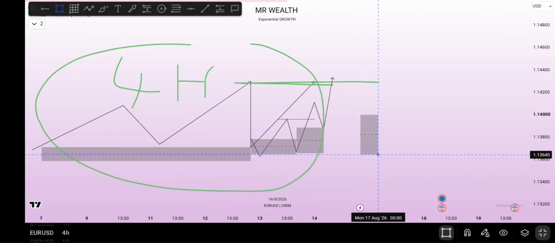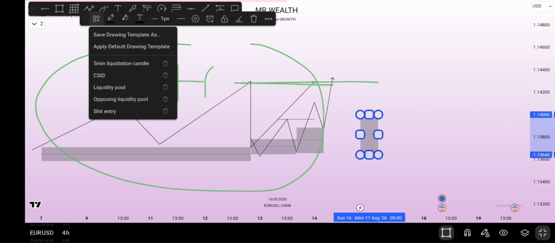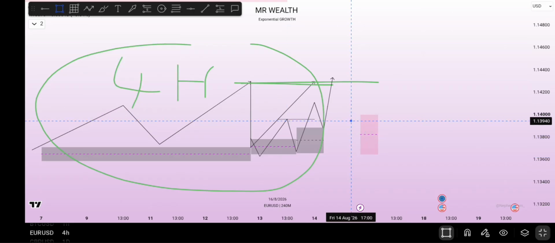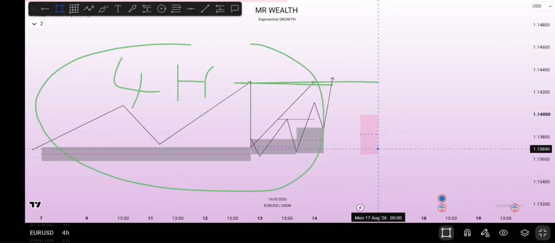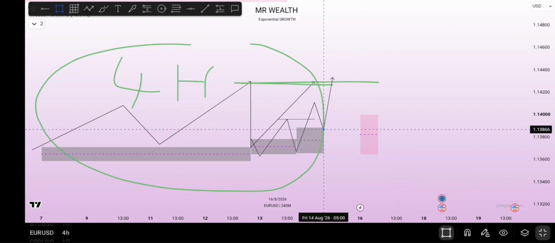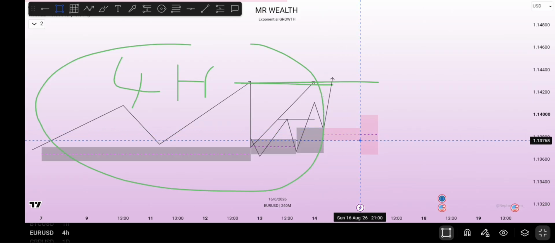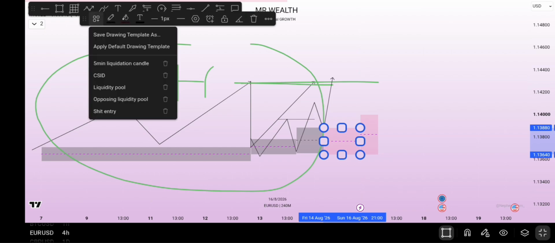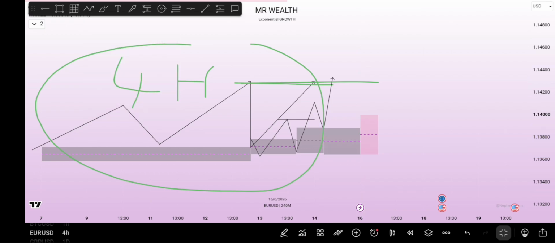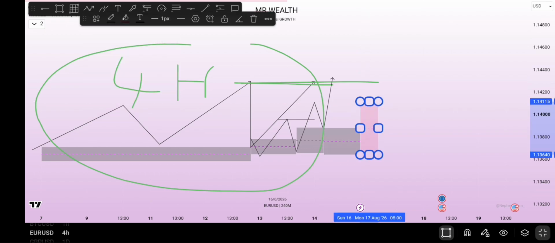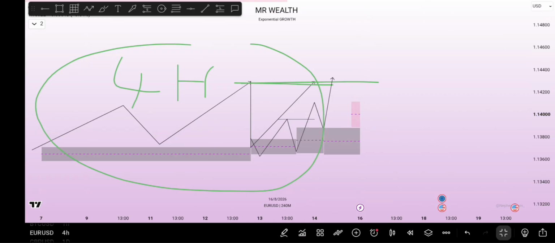So this is the POI we are working with, this is the 4 hour POI. This candle dips inside it on the 15-minute time frame. It dips into it like this.